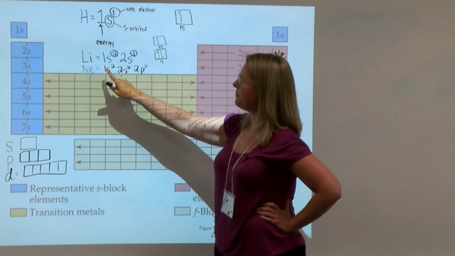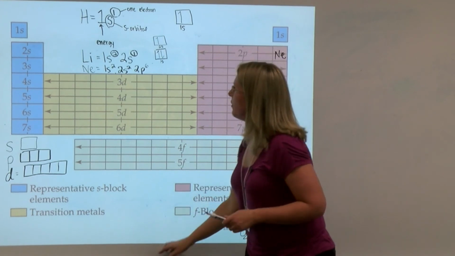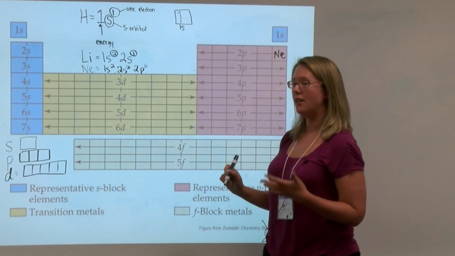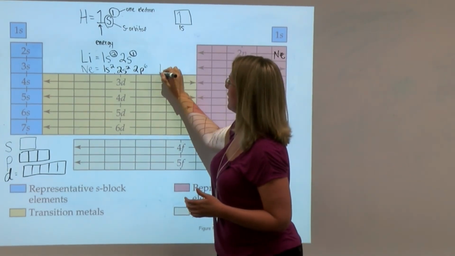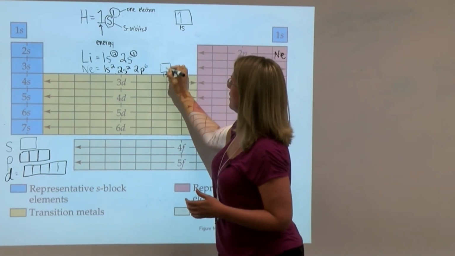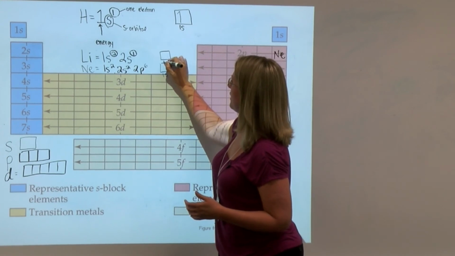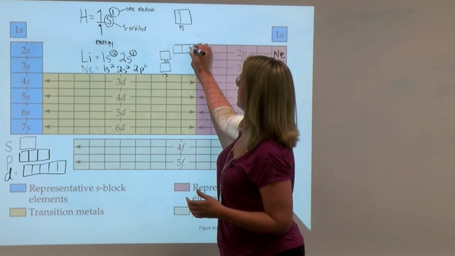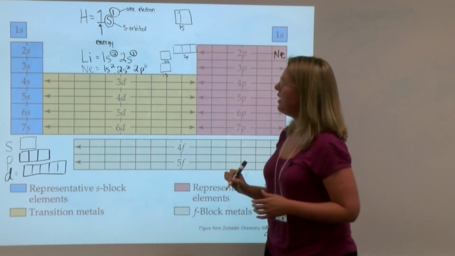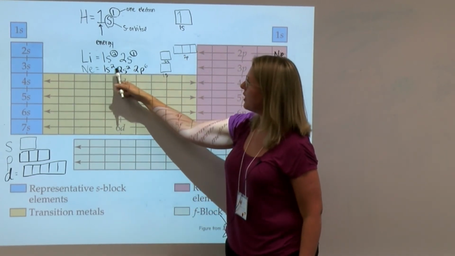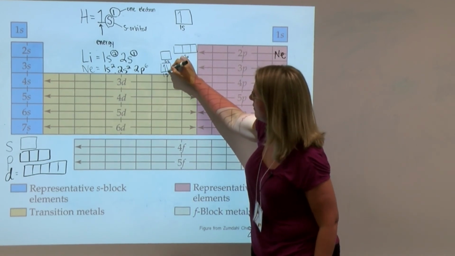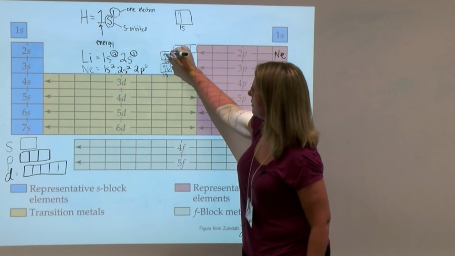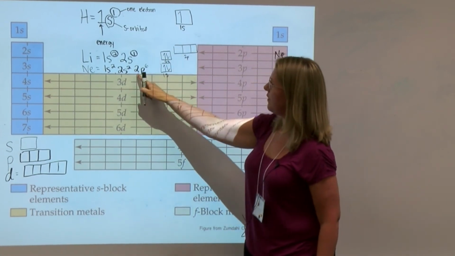And then we could do neon. Notice for neon, we have 1s, 2s, and 2p. So to draw that all out, we'd have to draw our 1s, higher energy, our 2s, and even a little bit higher energy, our 2p. Okay, and we can fill in our arrows now. So we have 1s2, up, down, paired, full, 2s2, up, down, paired, and then 2p6.